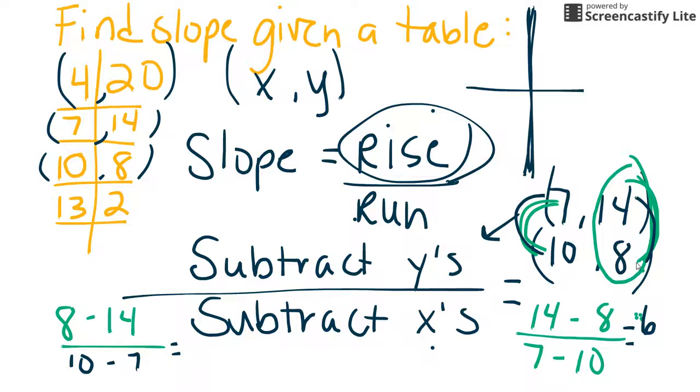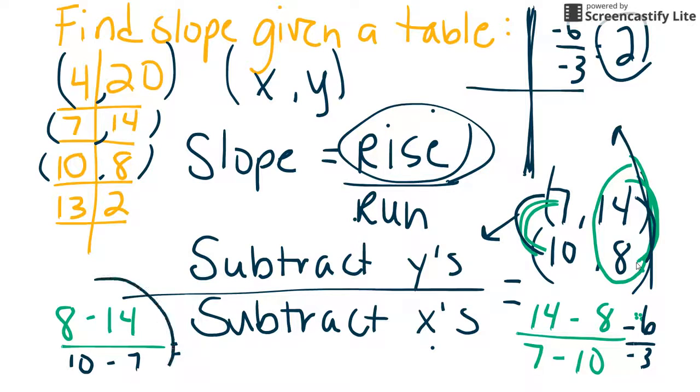So if you actually subtract 14 minus 8, 6, and 7 minus 10, negative 3. And again, you want to make sure you simplify. So let's come up here because I'm on a space. Negative 6 over negative 3 equals a positive 2. Okay, let's go back down here and solve this one. Oh, pause. Hold on. This was not a negative sign. This should have been just a regular 6, so I guess I should have a negative 2 on that one.